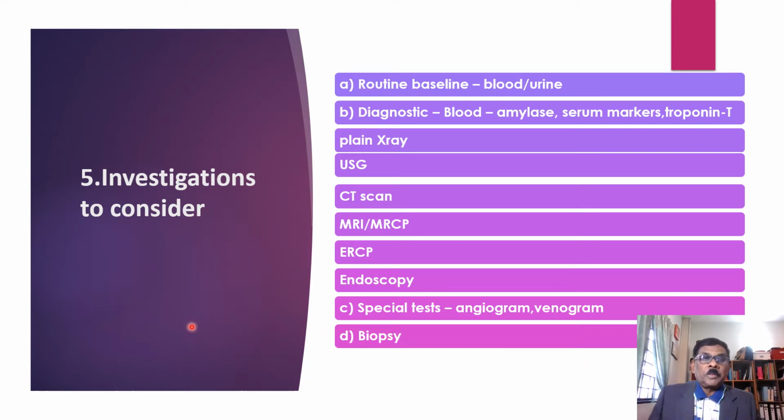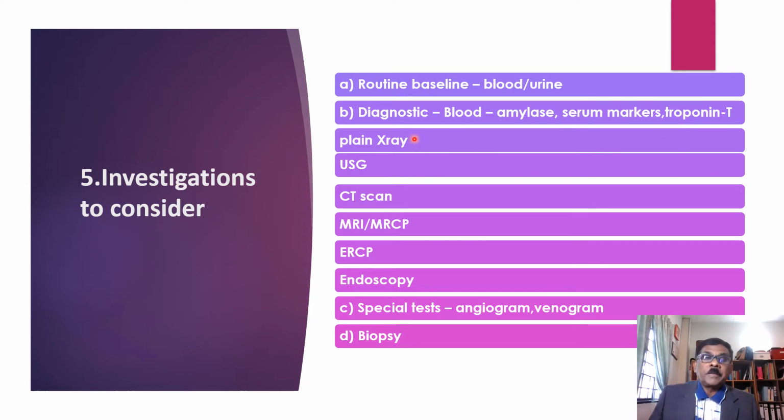After you have considered the provisional and differential diagnosis, you then consider the investigations that should be done to confirm or exclude your diagnosis. This should be routine baseline investigations, especially of blood and urine. Then you have the diagnostic blood investigations, for example serum amylase and troponin T, which are very specific for acute pancreatitis and acute myocardial infarction respectively.